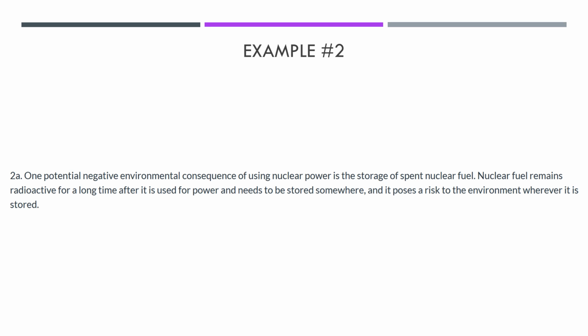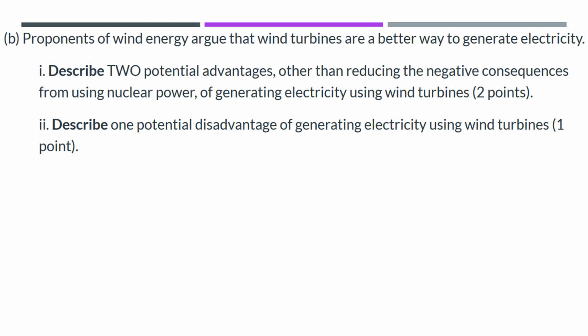One potential negative environmental consequence of using nuclear power is the storage of spent nuclear fuel. Nuclear fuel remains radioactive for a long time after it is used for power and needs to be stored somewhere, and it poses a risk to the environment wherever it is stored. So that is a complete description of how it is harmful. It remains radioactive for a long time. Good job.